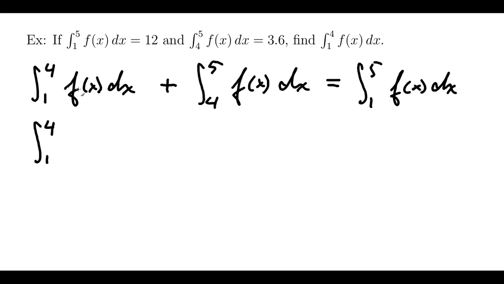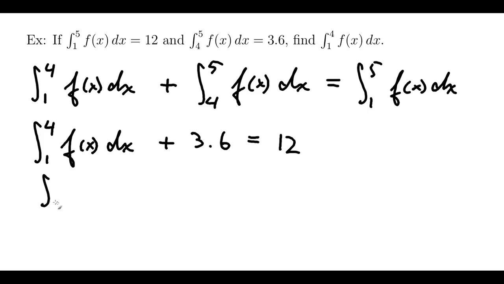So we have the integral from 1 to 4 of f of x dx. That is our unknown. We don't know what that is, so I'll just recopy that as it is. The integral from 4 to 5 of f of x dx, we were told is equal to 3.6. And the integral from 1 to 5 of f of x dx, we were told is equal to 12.